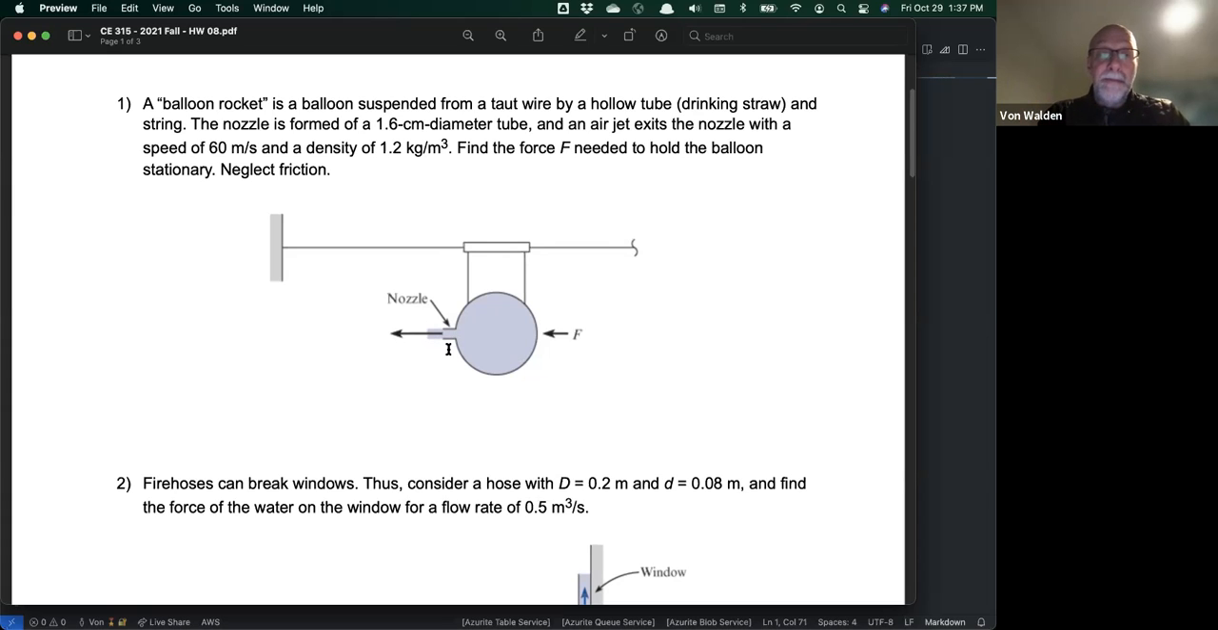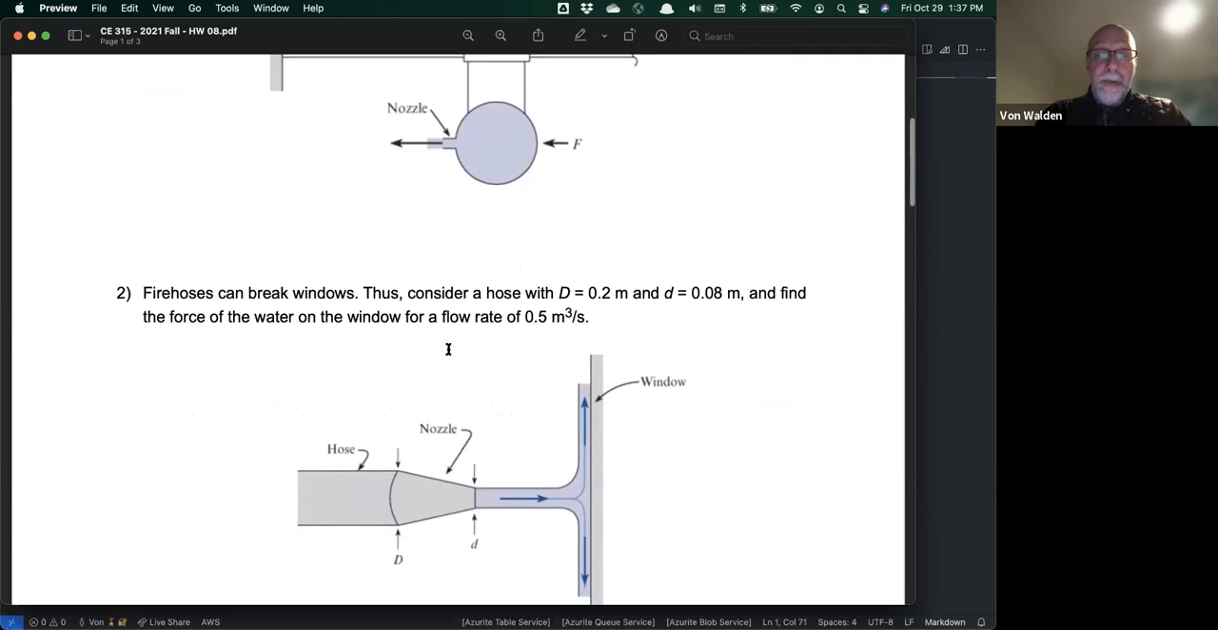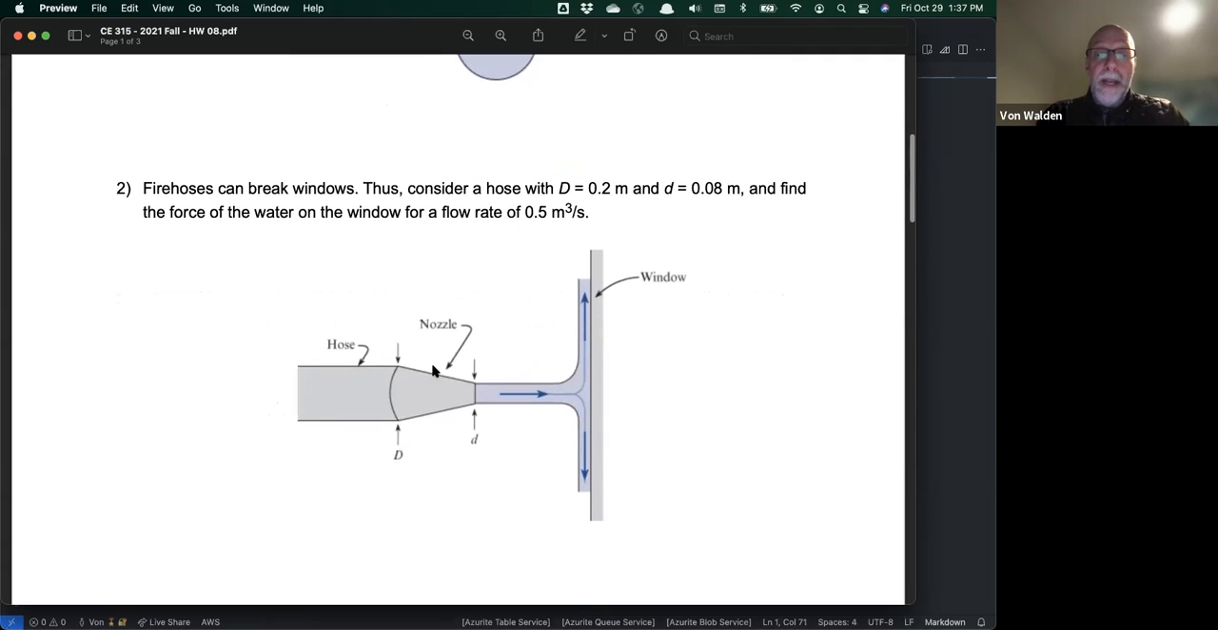mass flow rate. This one is a hose and a nozzle that's ejecting water or some fluid out, and it's hitting a window. It's a fire hose hitting a window, and you're supposed to see what the force is on that window, because fire hoses do emit enough momentum and force to break windows. And so you're going to be addressing that issue.